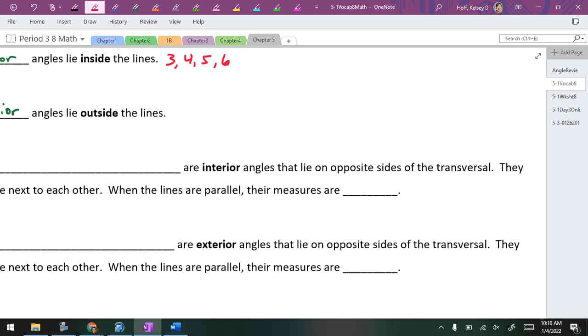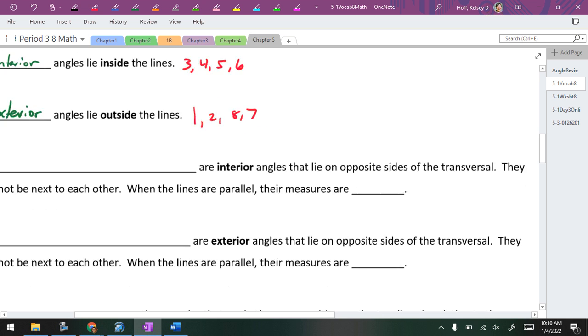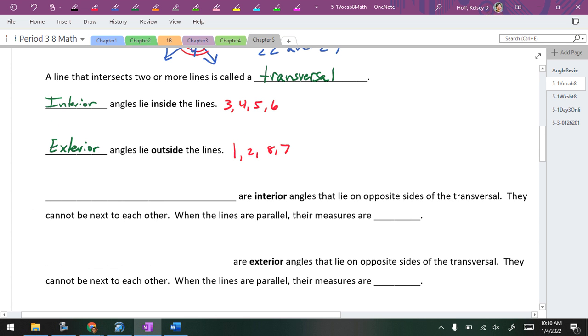Exterior angles are outside the lines. They would be angles 1, 2, 8. Very good. 1, 2, 8, and 7. There's nothing fancy about them. We just want to know what does interior mean versus what is exterior. Good so far? Okay. Here's where another vocab word comes in. It's a long phrase, so prepare yourself.